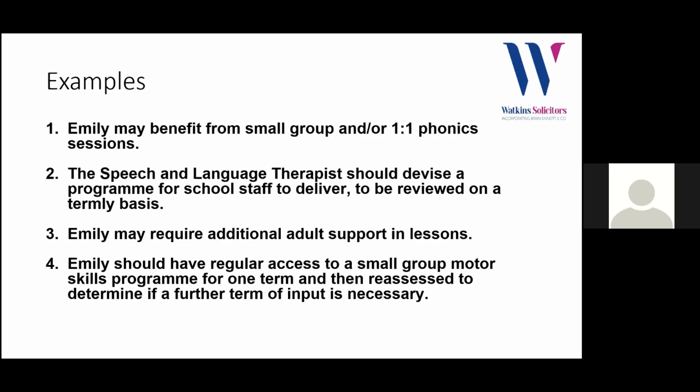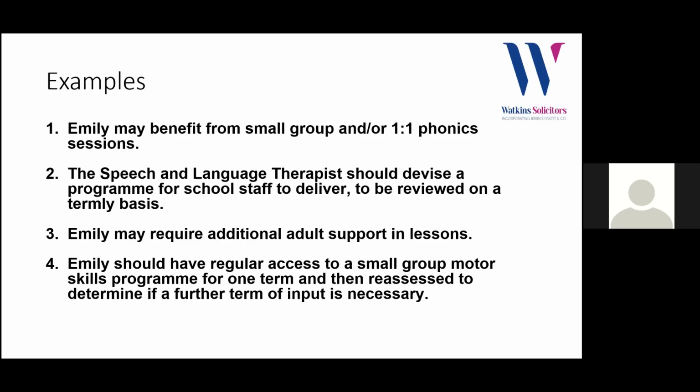It has to say Emily needs. Now, small group, what's a small group? I've come across local authorities who think a small group is 15. I would think a small group is no more than 3 to 5. So whatever the small group is, and of course for social skills you do need to have a small number, 5, 6, whatever it is, or 3, it needs to specify.